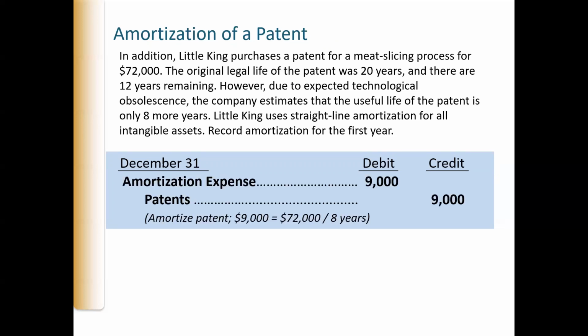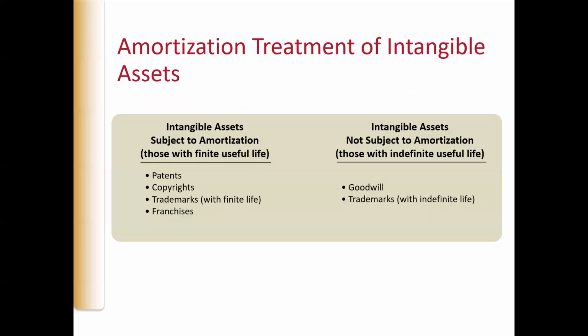So what we would do is our 72,000 divided by 8 years gives us 9,000 per year. We debit our amortization expense and we credit our patent. Now, those intangibles that we use amortization for will be patents, copyrights, only trademarks with a finite life, and franchises. Intangible assets that will never be amortized: it's goodwill and trademarks that have an indefinite life.